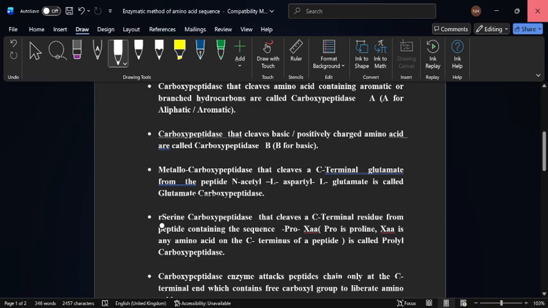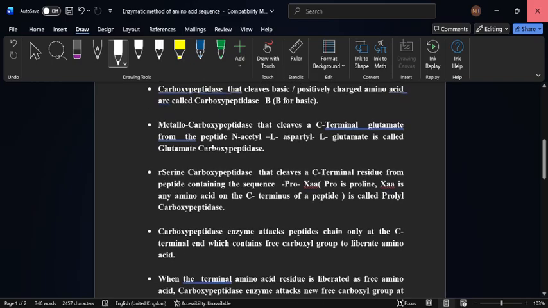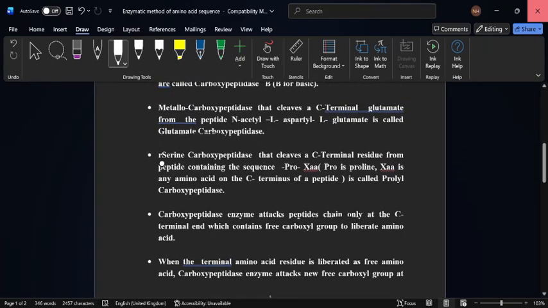Similarly, carboxypeptidase that cleaves basic, positively charged amino acids is called carboxypeptidase B, that is B for basic. Apart from carboxypeptidase A and B, you also have the metallocarboxypeptidase enzyme, which terminates C-terminal glutamate from the peptide N-acetyl-L-aspartyl-L-glutamate and is called glutamate carboxypeptidase.